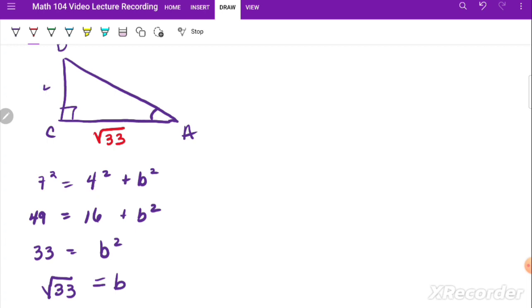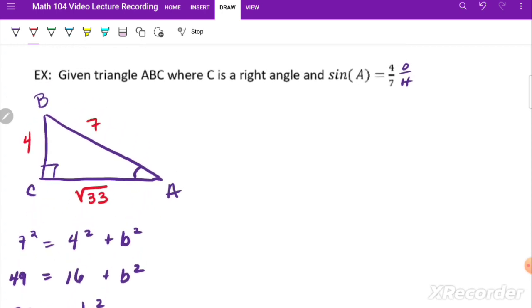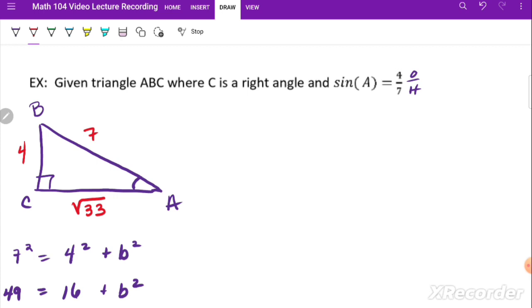I'll write these in different colors so they pop. You can see them easier. Now that we have our completed triangle, let's find the 6 trig functions for angle A and then for angle B. So let's start with angle A.